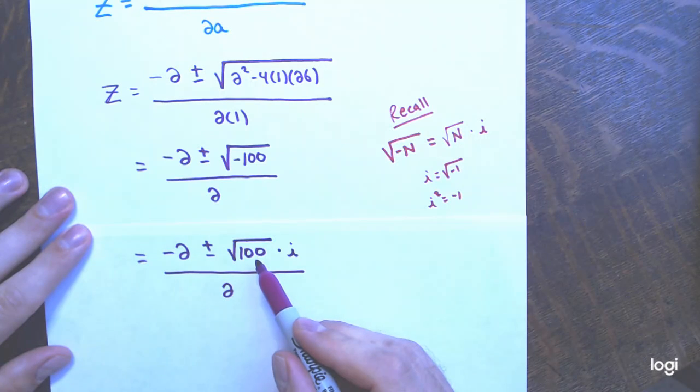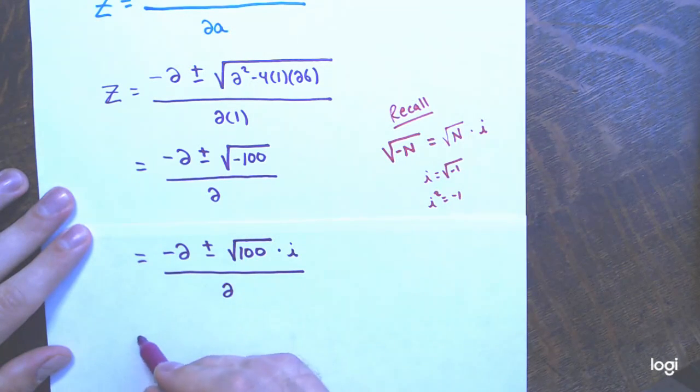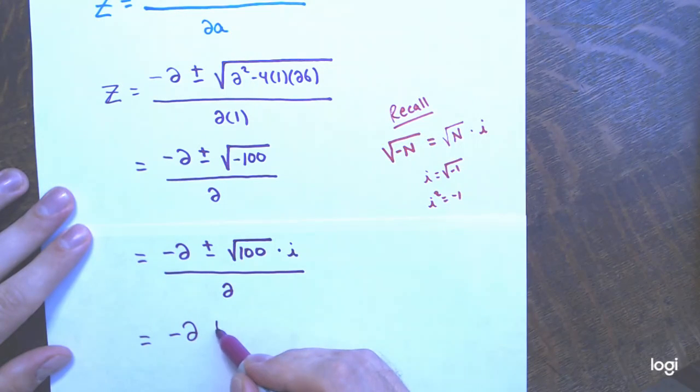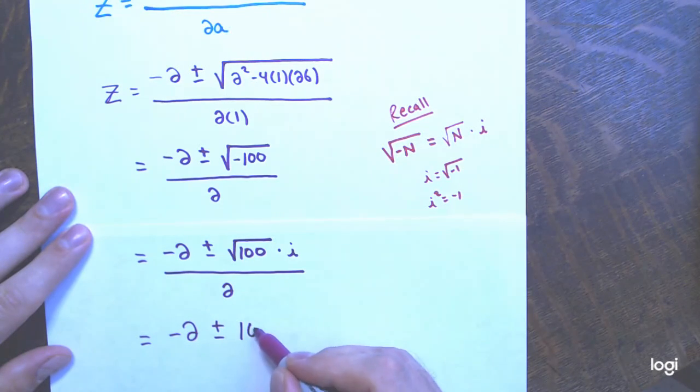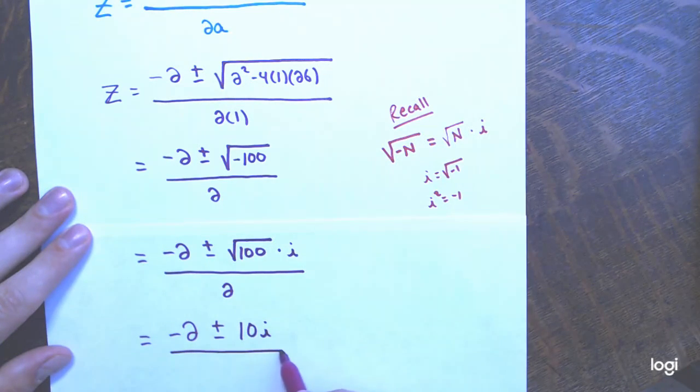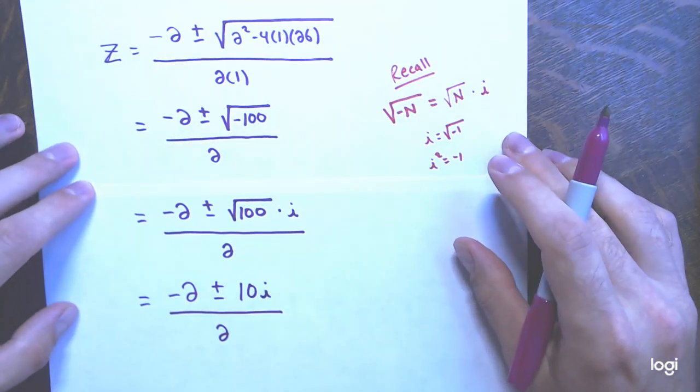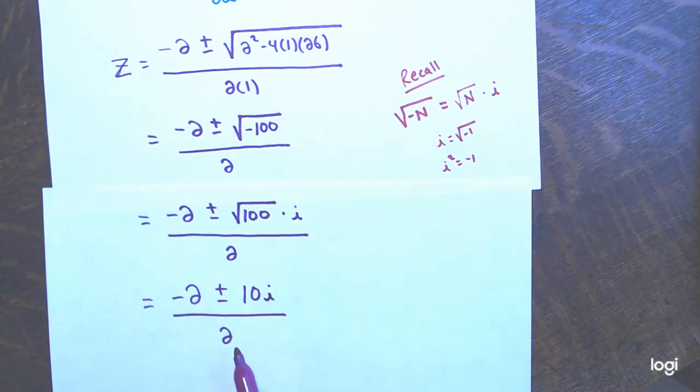And then all this, divided by 2, and what is this? Simplify the radicals. The principal square root of 100 is 10. So this is negative 2 plus or minus 10 times i. That's the square root of negative 100. It's 10i when totally simplified, and then divided by 2. And then you could factor the numerator or whatever.